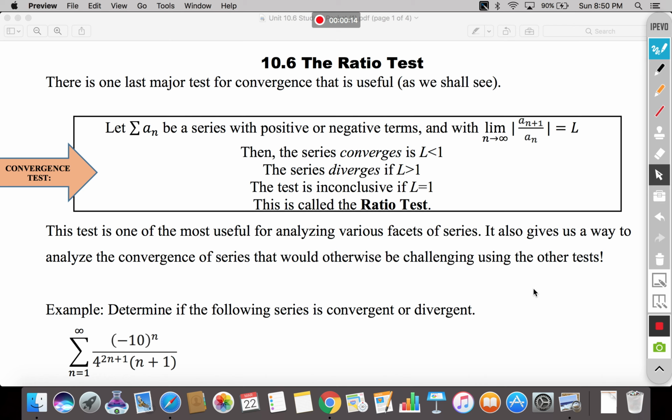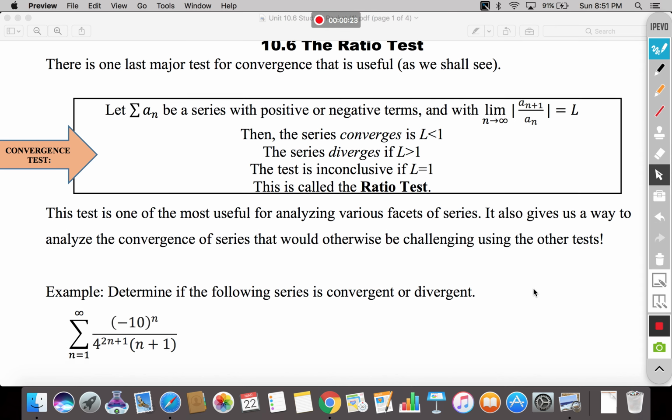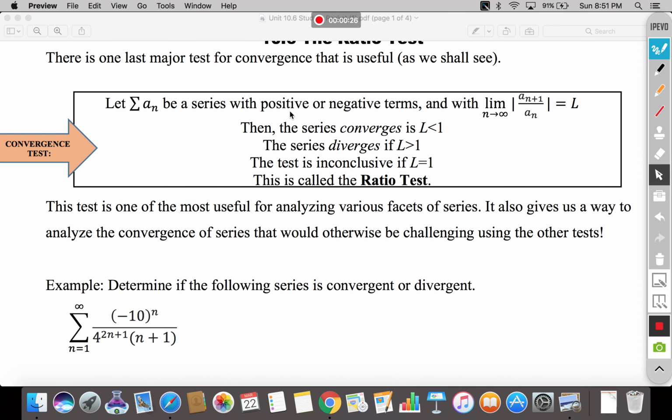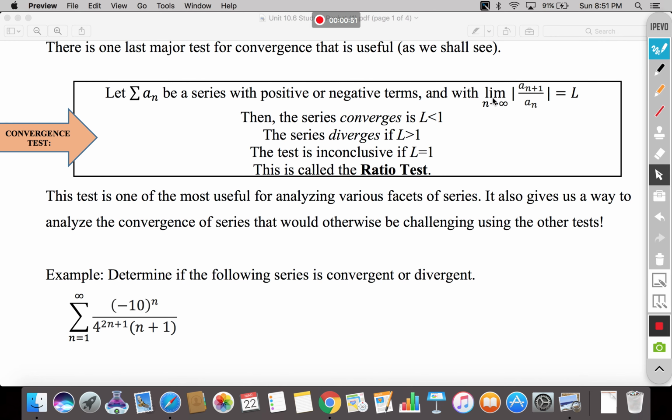We're going to be looking at the ratio test for convergence, which is one of the last major tests for convergence that we'll study. And it is extremely useful for a couple of reasons. What it says is this: if we have some series, a sub n, with positive or negative terms, and we know the limit as n approaches infinity of the absolute value of a sub n plus 1 over a sub n, so some term divided by the term before it, so the ratio of those two is some limit L, then the series will converge if the limit is less than 1. The series will diverge if the limit is greater than 1, and the test will be inconclusive if L, the limit, is 1. We call this the ratio test because we're taking the limit of the ratio of some term to the term before it.